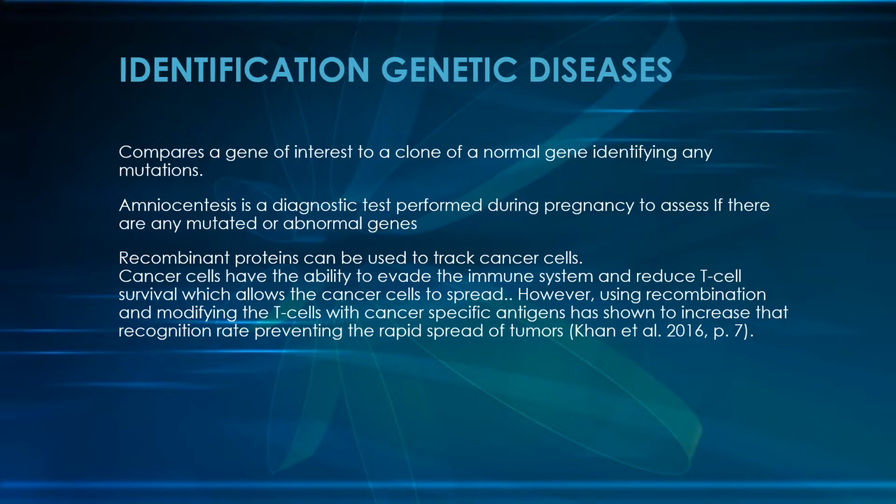It is also being used to track cancer cells. Cancer cells have the ability to hide from the immune system and reduce the T cell survival rate. This allows the cancer cells to spread more rapidly. However, using recombination and modifying the T cells with cancer-specific antigens, it is shown to increase the recognition rate, preventing the rapid spread of tumours throughout the body.